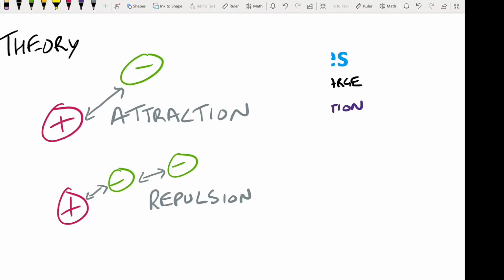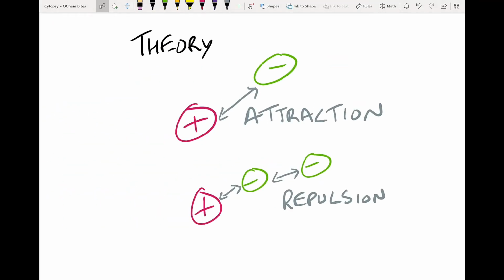Let's get into it. So Coulomb's law tells us that protons and electrons attract each other. It also tells us that the further away two charges are, the less force they have on each other. And we know that two electrons tend to repel each other.